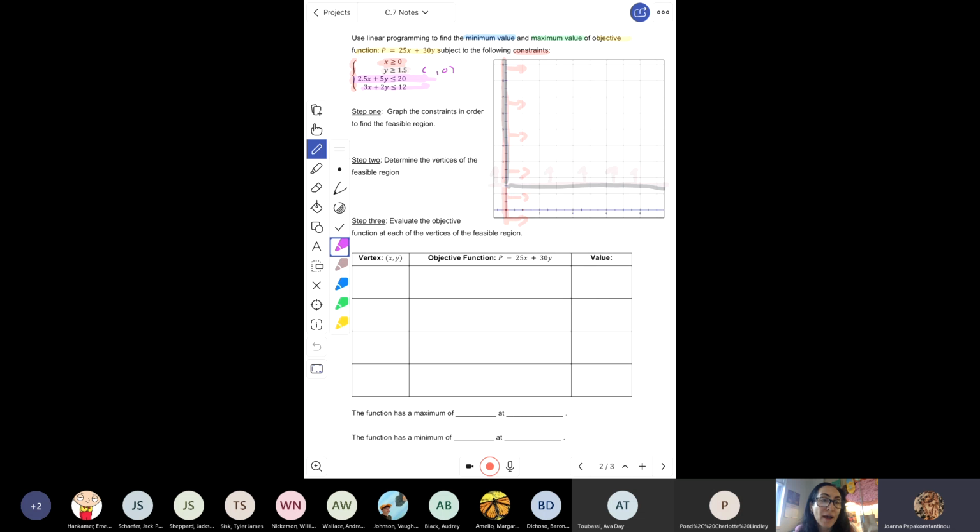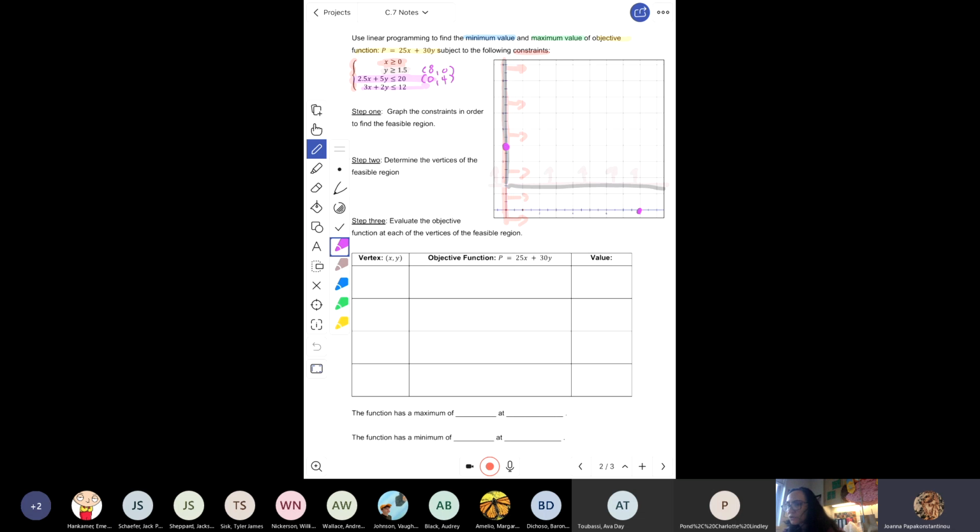20 divided by 2.5, right? What is 20 divided by 2.5? 8. Okay, so I have my x-intercept, 8, 0. Now, what is the corresponding y-intercept? When x is equal to 0, what? 4. Very good. So I have another point, 0, 4.